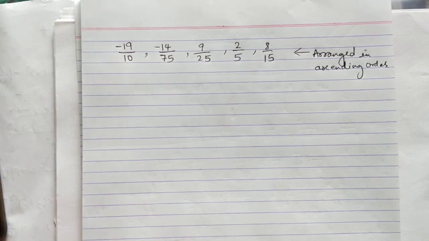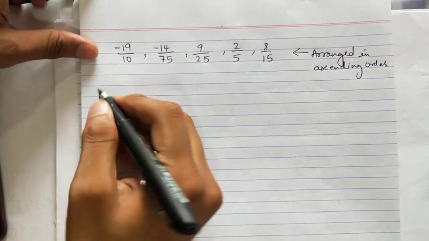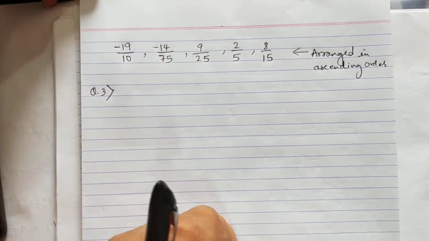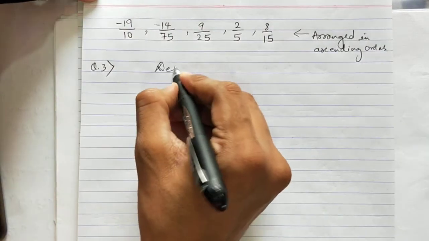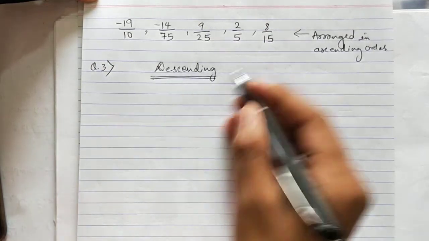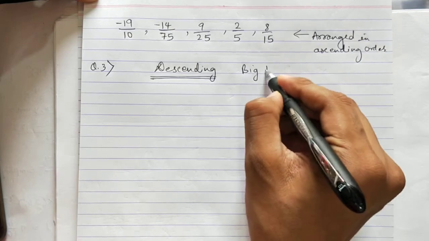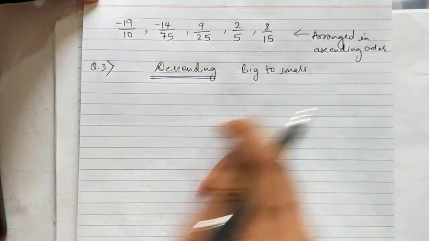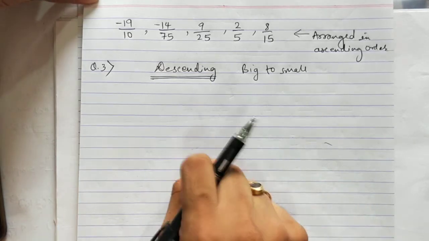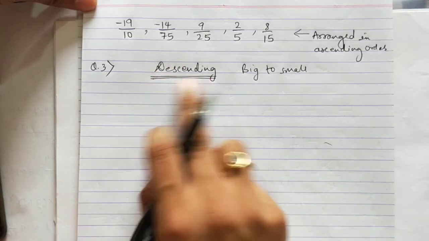Now question number 3, we have to write in descending order. Steps will remain same, only in the end descending means what? Big to small. So I'll write first big number, then small. The smallest number will come in the end. Okay. So descending order.